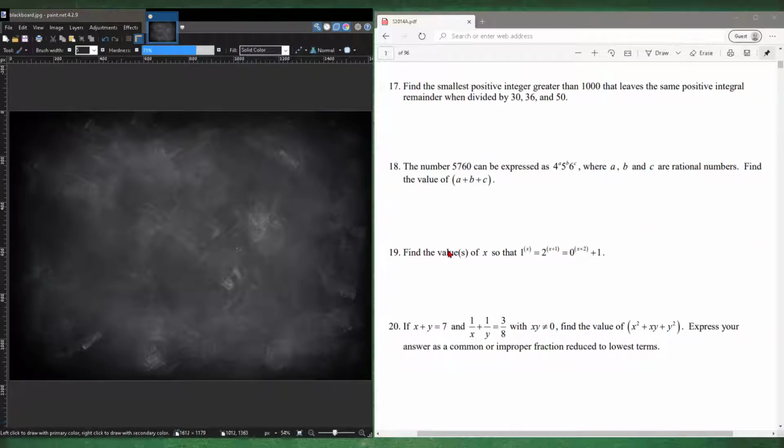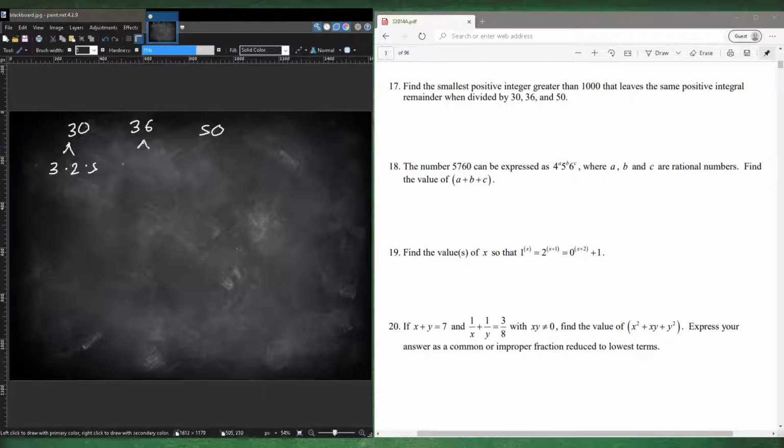Number 17. Find the smallest possible integer greater than 1,000 that leaves the same integral remainder when divided by 30, 36, and 50. To solve this, you gotta think about this as multiples. So let's just actually solve this first. So divide by 3, that's a 10, which is a 2 and a 5. So 3, 2, and 5. 36, that's a 4 and 9. A 4 and a 9, they're both perfect squares of 2 and 3 respectively.